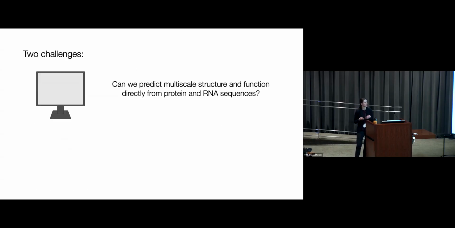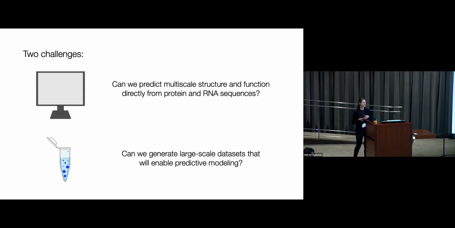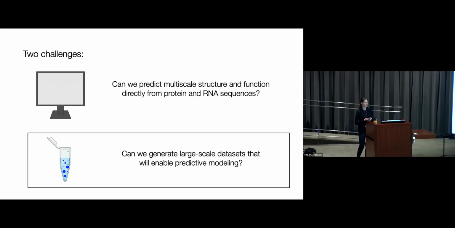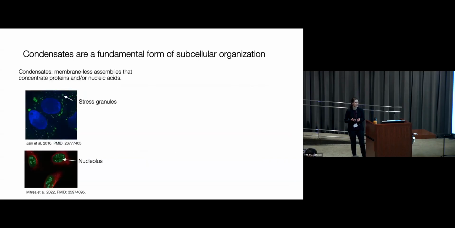And so this motivates two major challenges. So the first is, can we predict multi-scale structure and function directly from protein and RNA sequences? And if we want to do this, can we generate necessary large-scale data sets that will enable this kind of predictive modeling? And so today I'm actually going to focus mostly on the second question, and I'm going to focus particularly on one type of structure called a condensate.